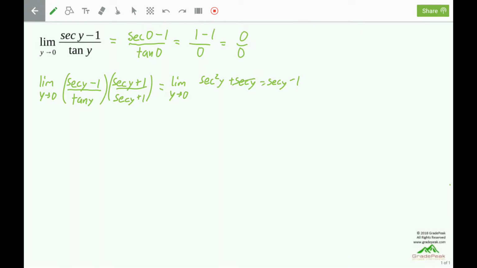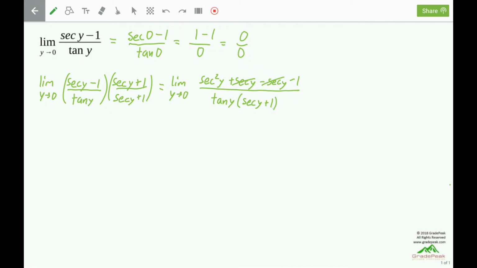The secant y's will be able to cancel. The outside and inside terms are always the same value, opposite sign after a conjugate FOIL. The denominator, those are not conjugates, so I will not FOIL those. And I will just leave them multiplying each other.